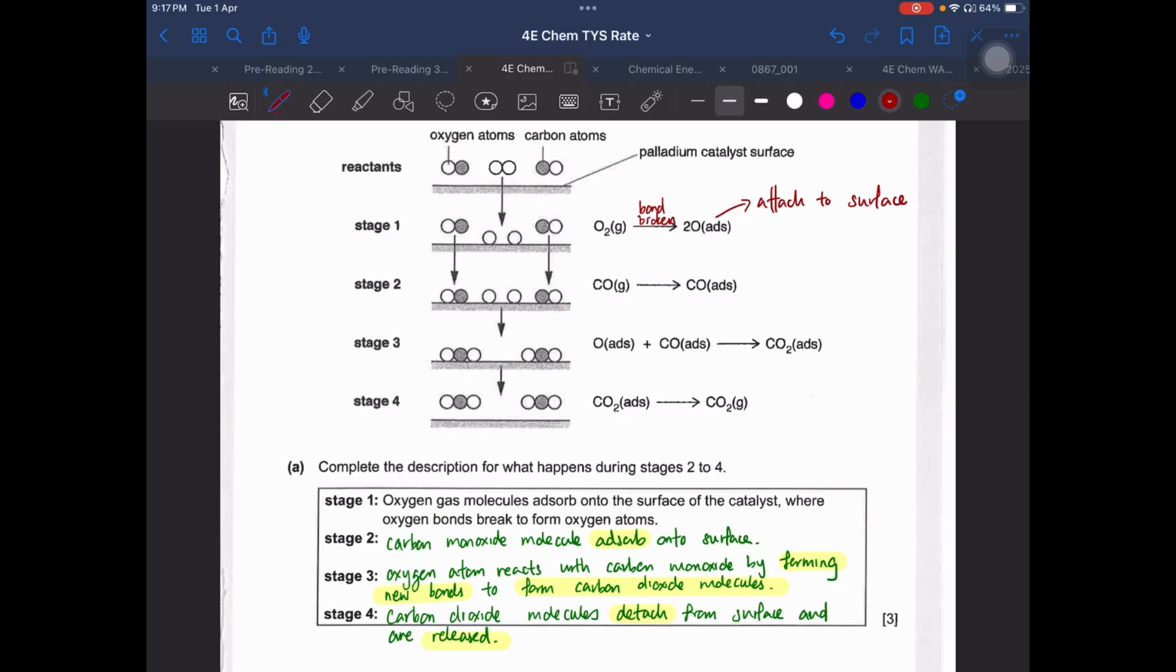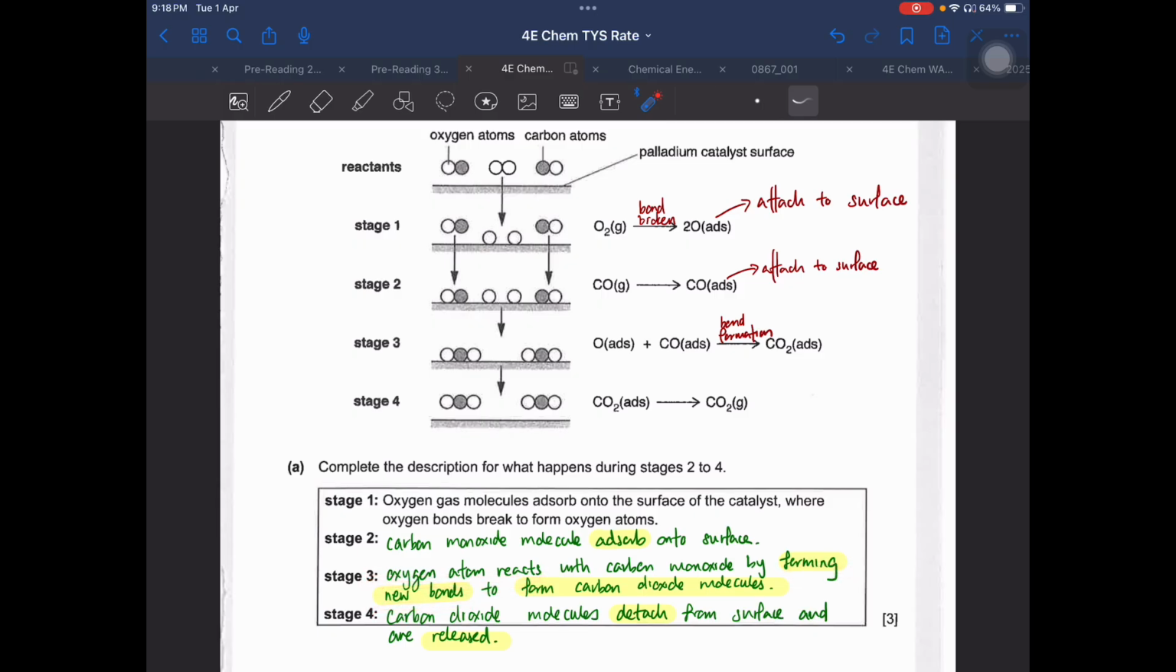Stage 2 now shows that the carbon monoxide is adsorbed, which means it attached to the surface, and therefore we say that carbon monoxide adsorbed onto the surface. Stage 3, what we notice is that there is some form of reaction happening. In fact, there's bond formation whereby the oxygen is bonding to the carbon monoxide, and that forms your carbon dioxide. So that's why we say that the oxygen atom reacts by forming bonds.